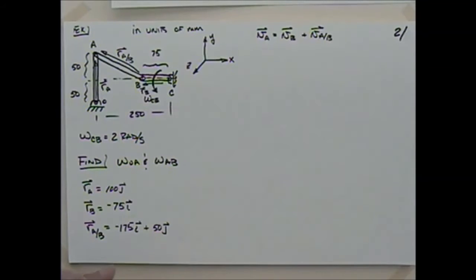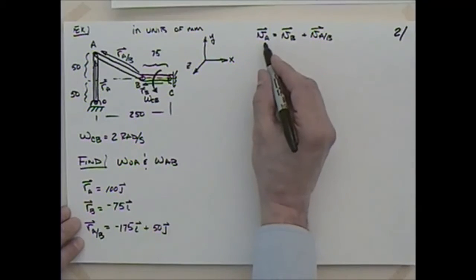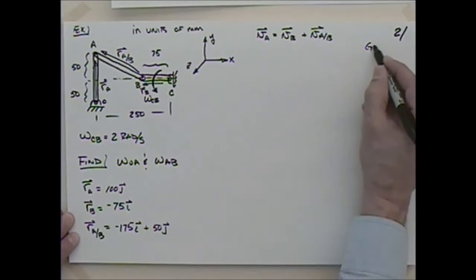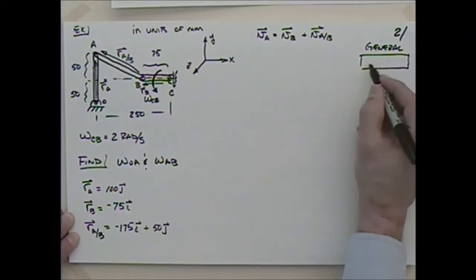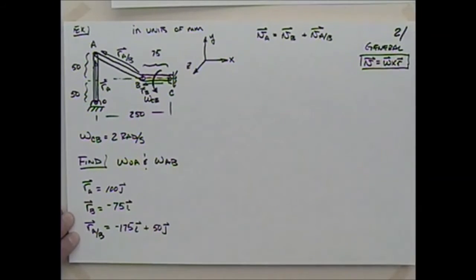So I have some of the pieces here. I'm going to expand this out a little bit. The velocity of A, we know that in general, make a little box here, general. What do we say about the vector expression for velocity? We could say it was omega crossed with r, couldn't we? Isn't that what we had, omega crossed with r?